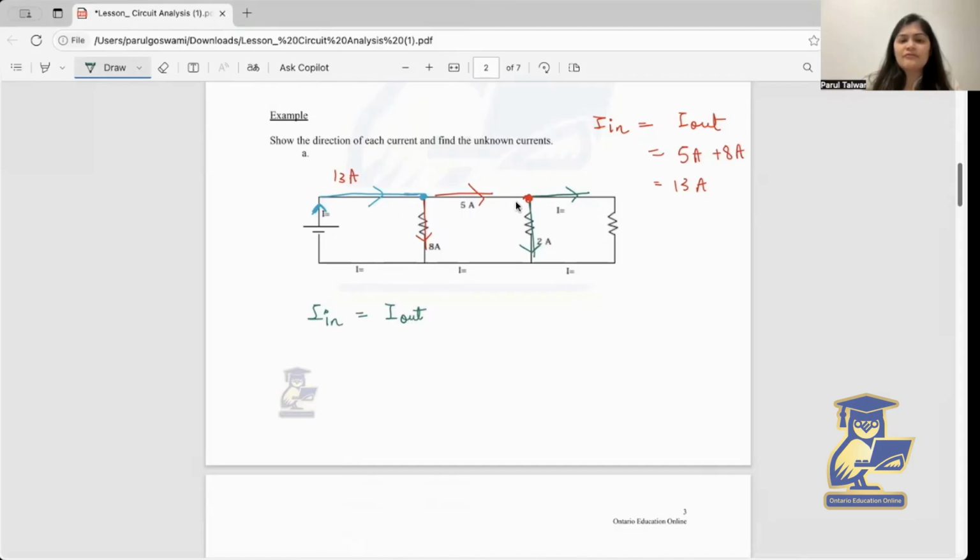So incoming current for this junction is 5 ampere. Some of the current will flow in this section of wire, which is 2 ampere. This is going to be one of the outgoing currents. So I outgoing would be 2 ampere plus this unknown current, which we have to find. After rearranging the equation, we will get 5 ampere minus 2 ampere, which will be 3 ampere. So here we have 3 ampere of current flowing in the circuit.